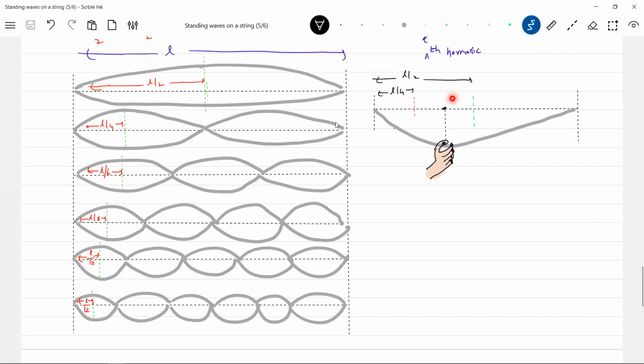Person pulling the point. What is the point P? Point P lies between L by 2 and L by 4. So the wire will not resonate. I'll write it. We are bothered about maximum sound. Not resonant means you will not get maximum sound. It will vibrate, but maximum sound will not come. So no use, this is not advisable.